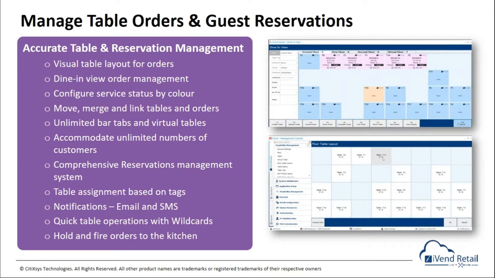And for quick table operations, we do have a wildcard available. Wildcard operations or codes are available with which you do not need to come to the dine-in screen all the time. You can do quick operations on the table directly from the search bar in the point of sale, to increase the efficiency.